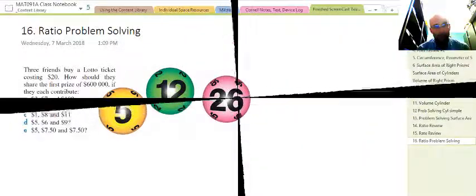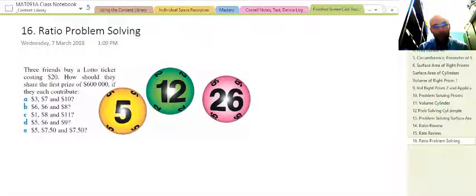This video is about ratio problem solving. We have an example here. It says 3 friends buy a lotto ticket costing $20. How should they share the first prize of $600,000 if they each contribute? Well, there's 5 parts there.